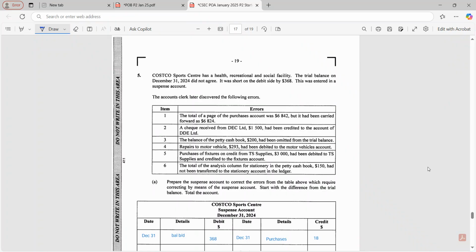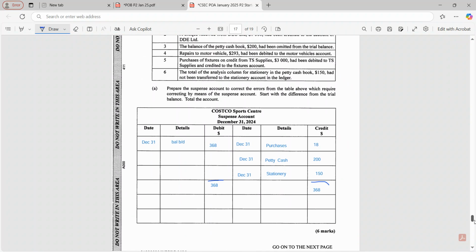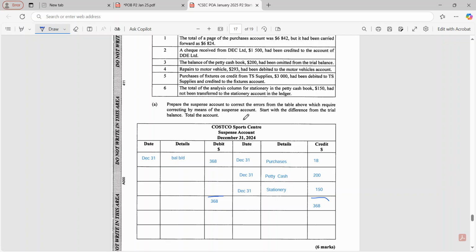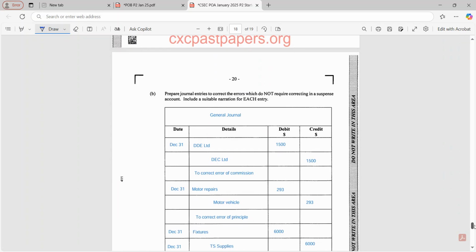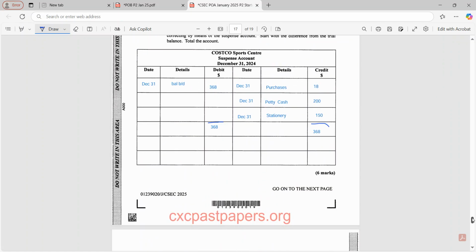Alright, so as we read the errors, we are going to determine whether it goes in the suspense account or in the general journal. We're supposed to prepare the suspense account to correct the errors from the table above, which require correcting by the means of a suspense account. Start with the difference from the trial balance and total the account. And then we're going to prepare the journal entries to correct the errors, which do not require correcting a suspense account. Include a suitable narration for each entry. So we're going to do each of these at the same time.